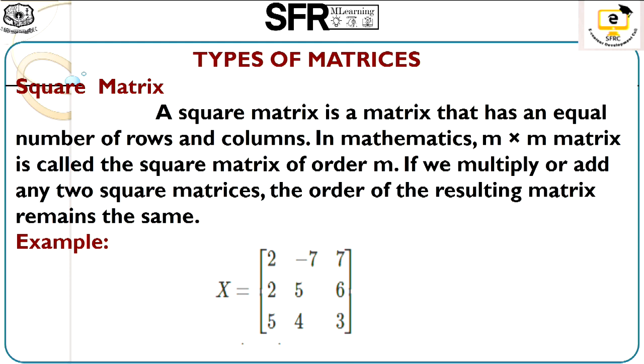This is an example of a square matrix. Here the matrix X has 3 rows. The first row contains 2, minus 7, 7. The next row is 2, 5, 6. The third row is 5, 4, 3. The columns are also 3: 2, 2, 5; minus 7, 5, 4; 7, 6, 3. Here there are 3 rows and 3 columns, so this matrix is called a square matrix, which has an equal number of rows and columns.